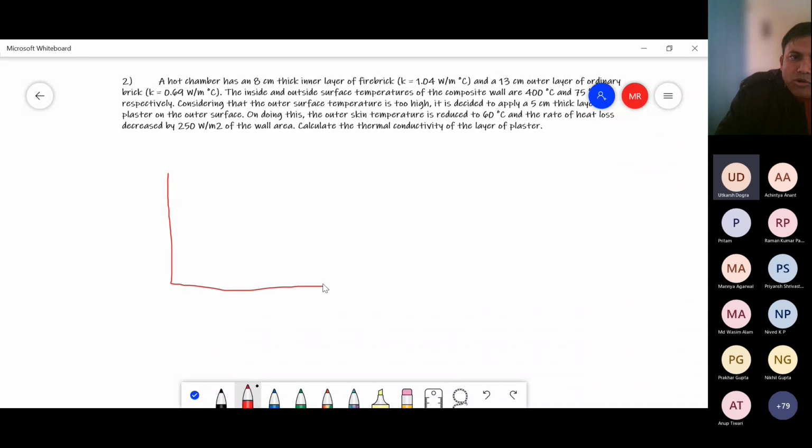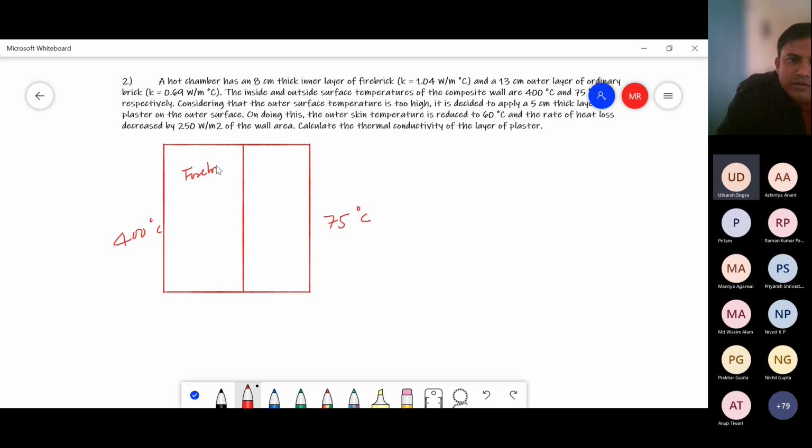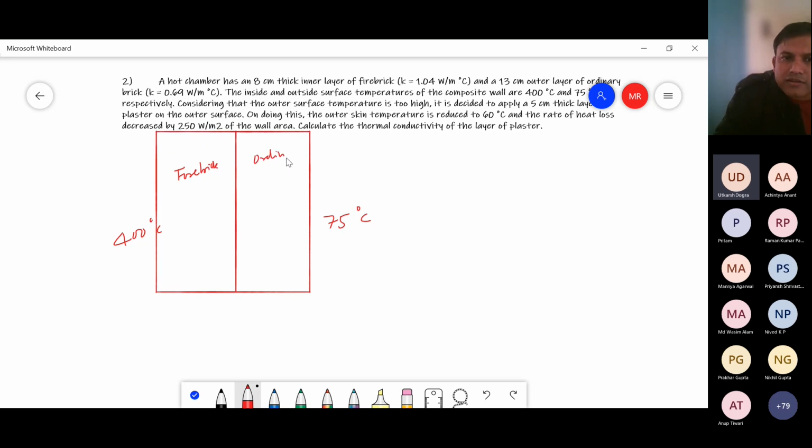So again, we have a composite block here. Now this temperature here is 400 degrees Celsius. Here the temperature is 75 degrees Celsius initially. Now what we are saying is thermal conductivity, and this is the fire brick, and this is ordinary brick.